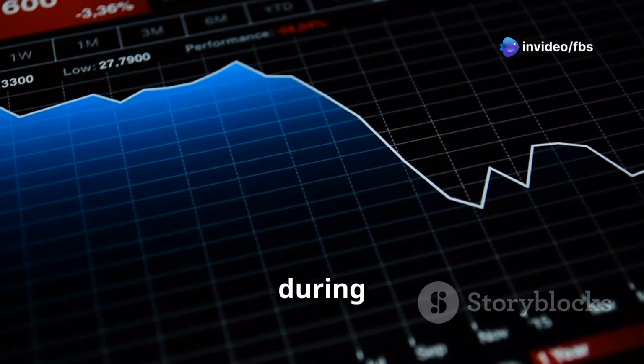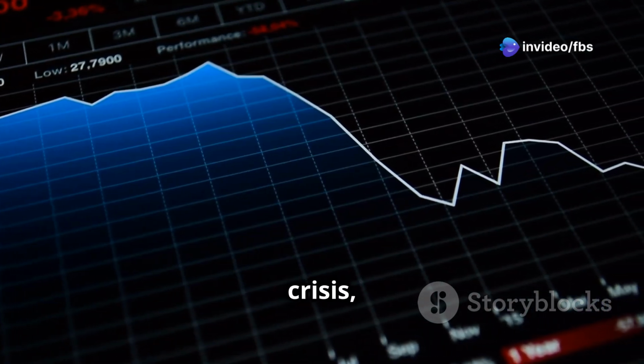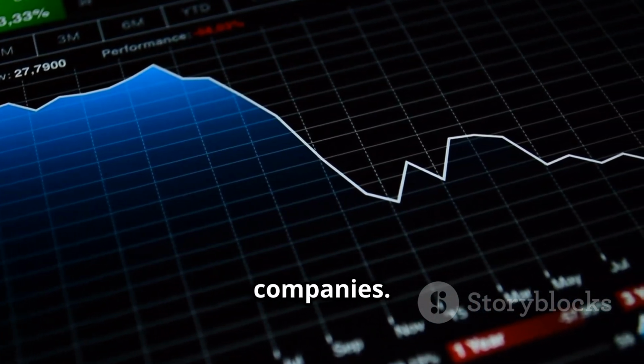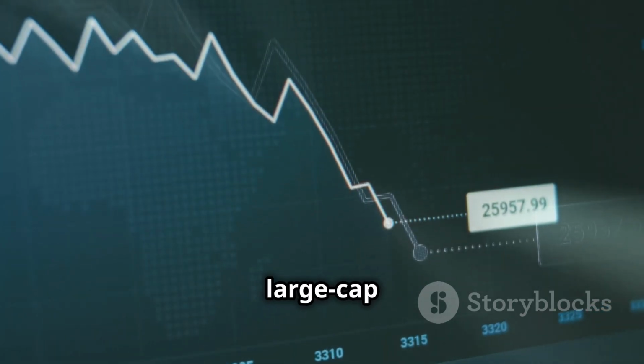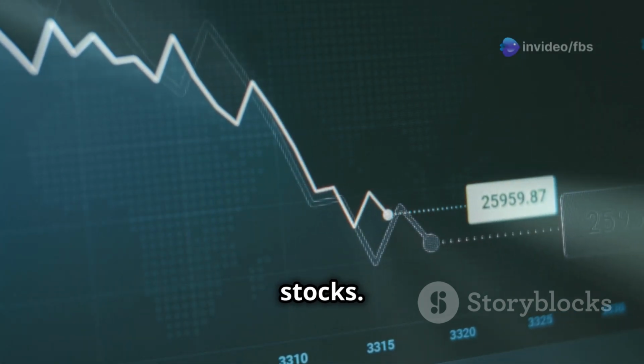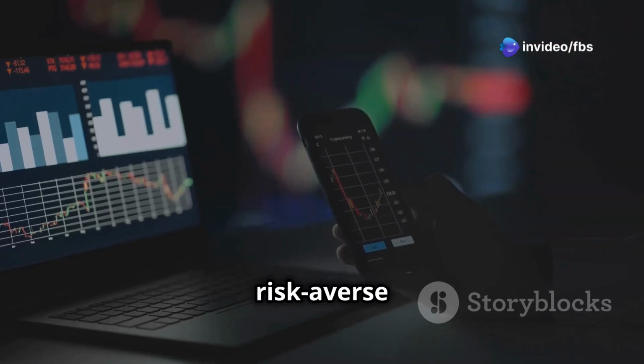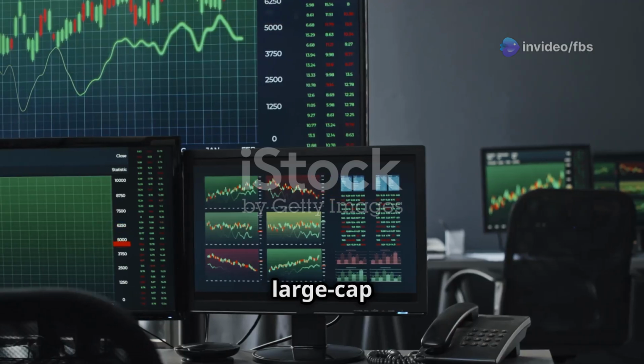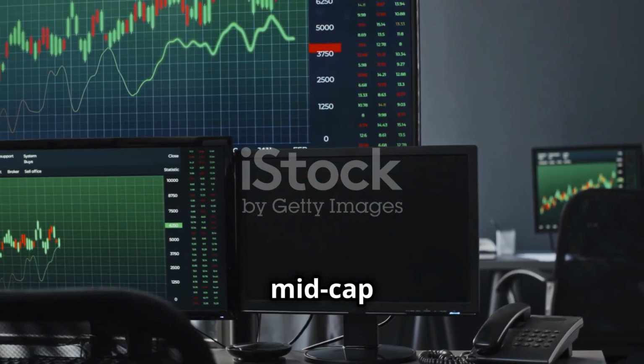For instance, during the 2008 financial crisis, large cap companies like Coca-Cola bounced back faster than smaller companies. But there's a downside. Large cap stocks often grow slower than small cap stocks. So while they're a great choice for risk-averse investors, they might not provide the explosive returns some are looking for. Between large cap and small cap stocks, we have mid-cap stocks.